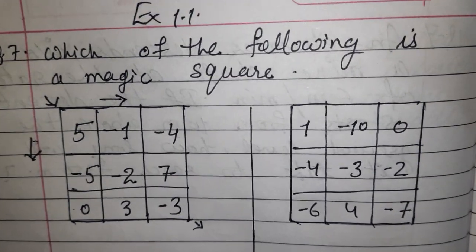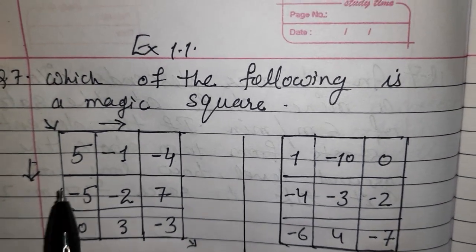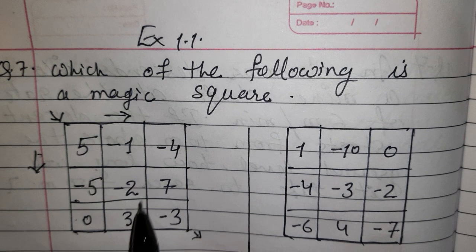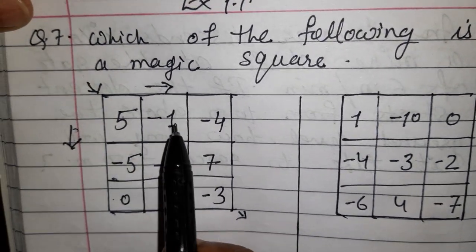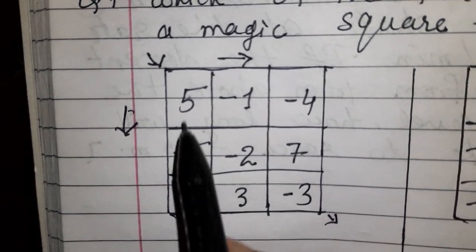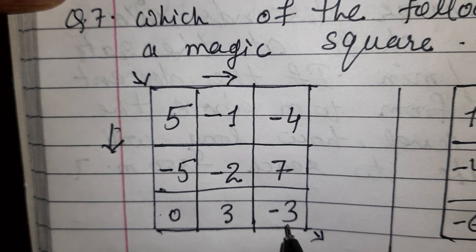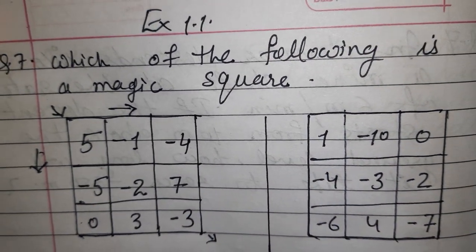So students, what do you understand by magic square? Let's see. Magic square means some integers are given, and you add them. Magic square means the sum of all the integers horizontally, vertically and diagonally comes the same. Then this square is called a magic square. So let us do it.